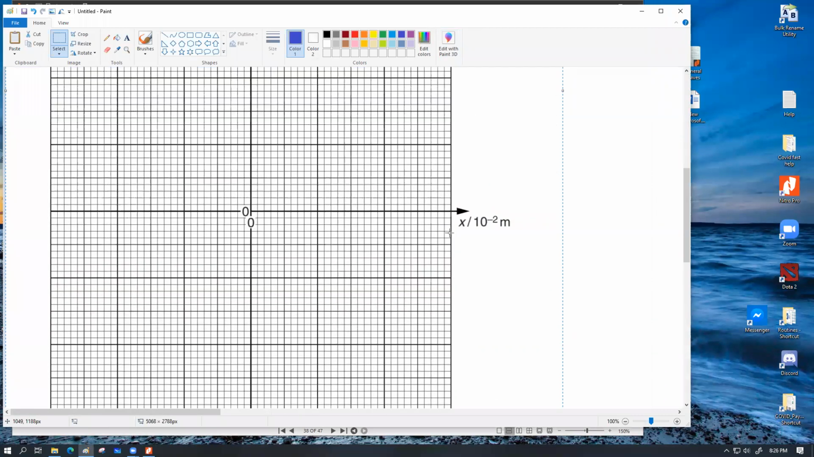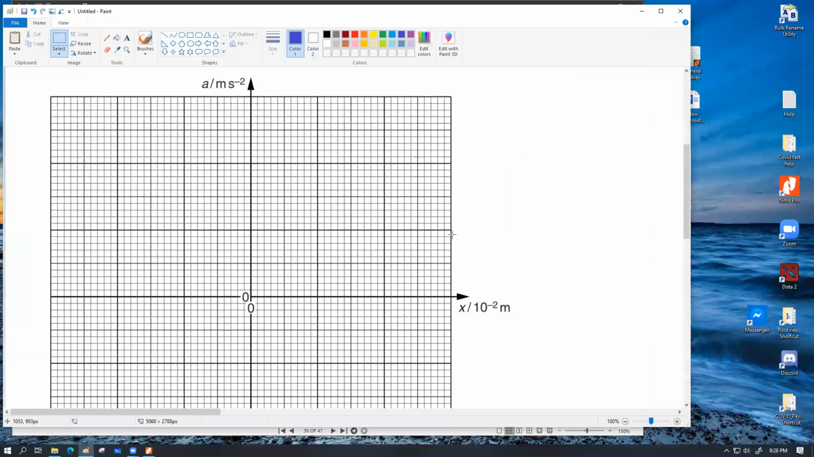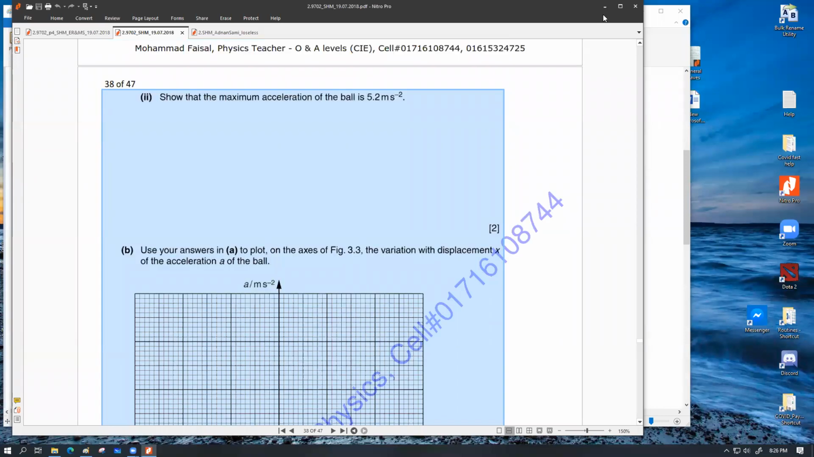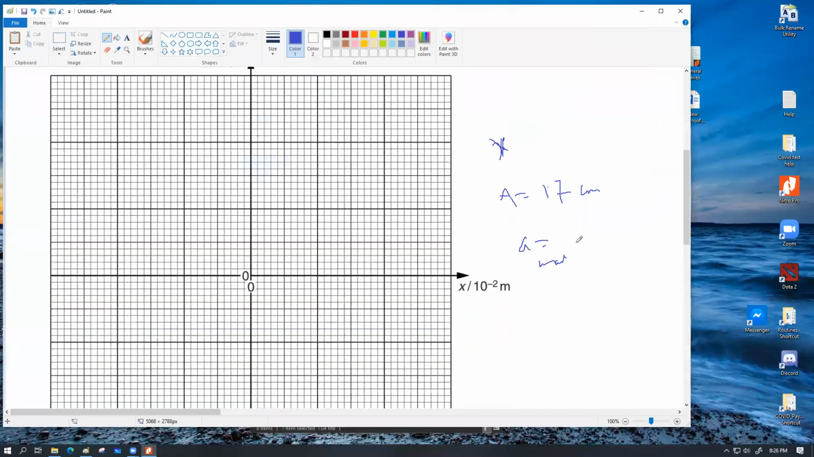Okay, so what I want you to see and understand is that the value for our amplitude equals 1.7 centimeter, and the maximum acceleration was calculated to be how much? 5.2, I believe. Yeah, 5.2 meter per second square. So this was calculated to be 5.2 meter per second squared.